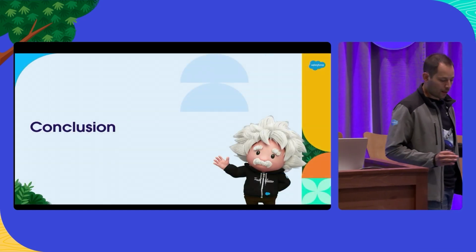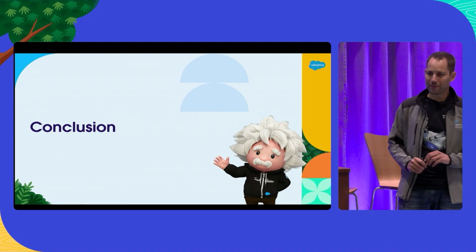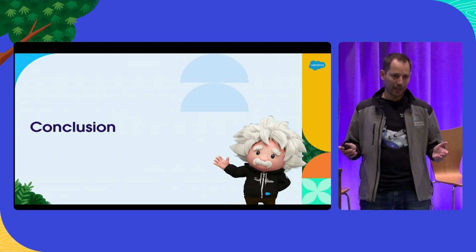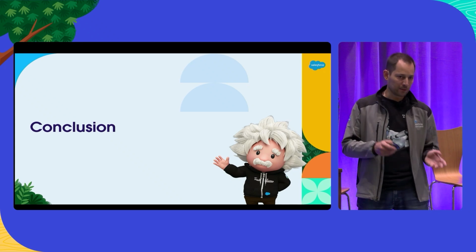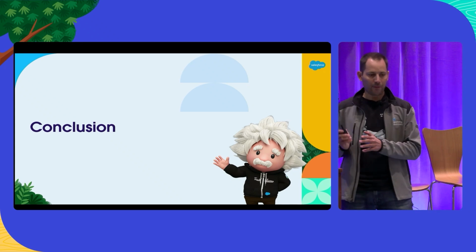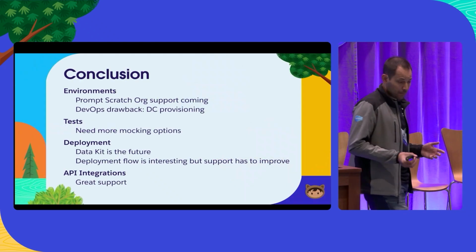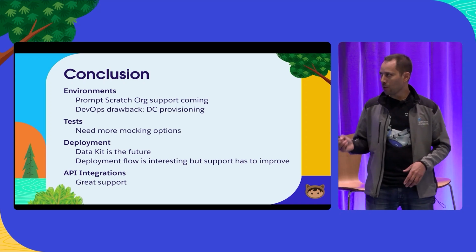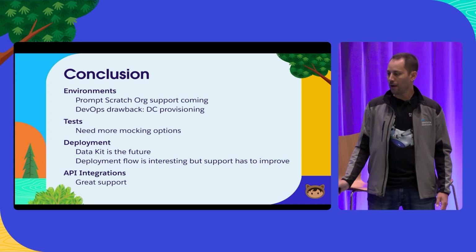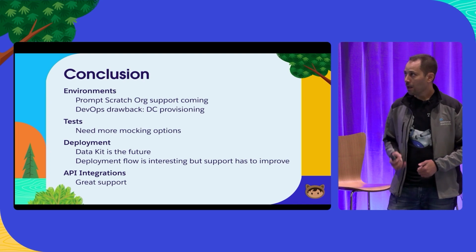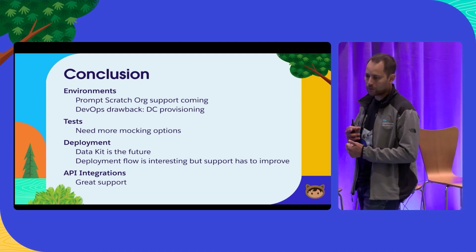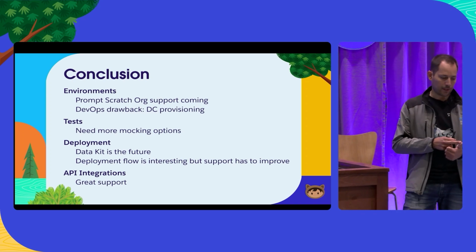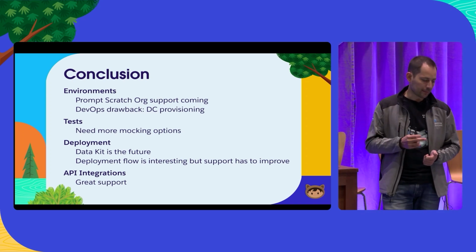That's it for this long tour of all the different features. I wish we had more time to dig into each of these specific features, but I think I gave you a good overview of what's possible, what's in the works, and what's not there yet. So to sum it up, we saw environments, test, deployment, and API integrations. I'm just going to call out the main things that are, I would say, limitations as of now. For Scratch orgs, prompt Scratch orgs are still missing, where only partners have access to those yet. So this is going to come next.